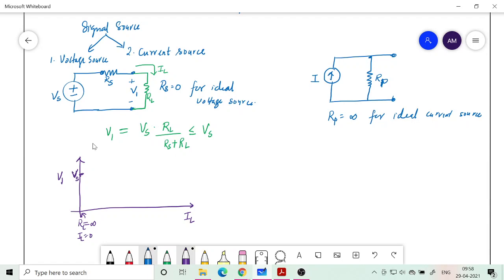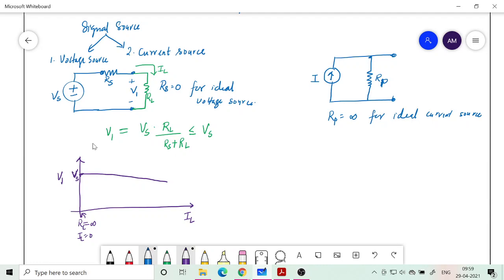infinity. But as you reduce the value of RL from infinity to some value, you will notice that the output voltage decreases. So there is a slope here. The output voltage becomes less as you reduce the value of RL. The ultimate limit is when RL becomes 0, then the output voltage will become 0. So this is the characteristics of a practical voltage source.